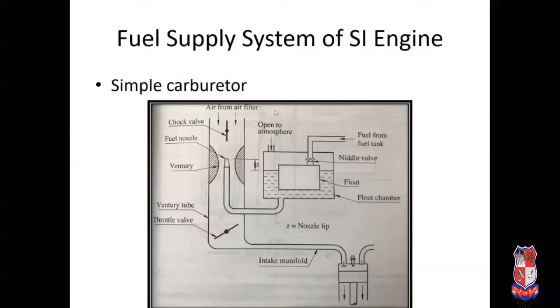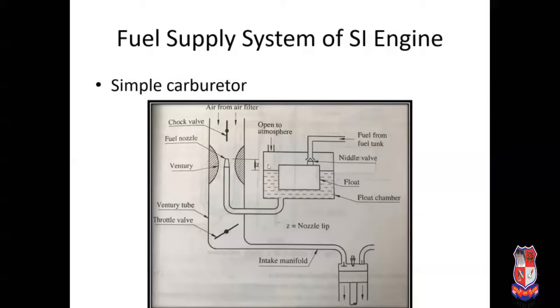Air enters from the atmosphere into the venturi tube and goes to the venturi throat area. Here is the reduced cross section area, that is the venturi throat. When air moves through this area, the velocity will be increased and the pressure will be decreased. So again a pressure drop takes place at the venturi throat. Again the pressure is below atmospheric pressure and the float chamber is open to atmosphere. You can see here. So again a pressure difference will be created.